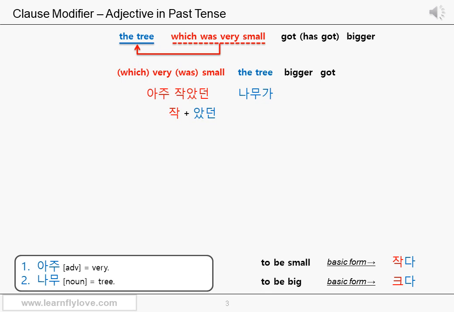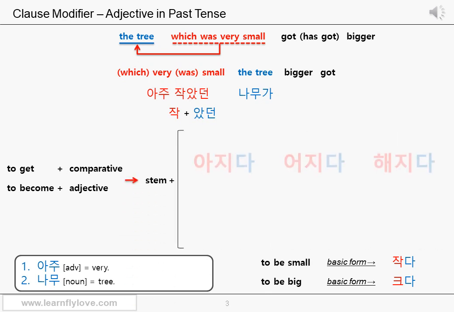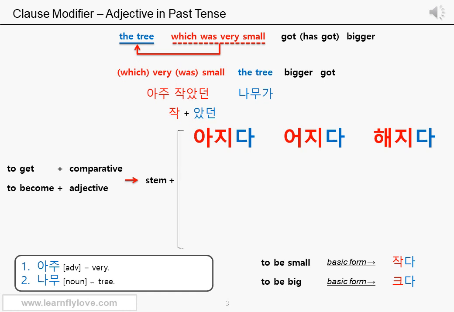It's a new thing, so listen carefully. When you want to say to get comparative, for example, get better, get younger, get longer. Or when you want to say to become adjective, for example, become difficult, become possible, become beautiful, you can add this ending to a stem of an adjective. Let's take a look at the basic form of these endings.